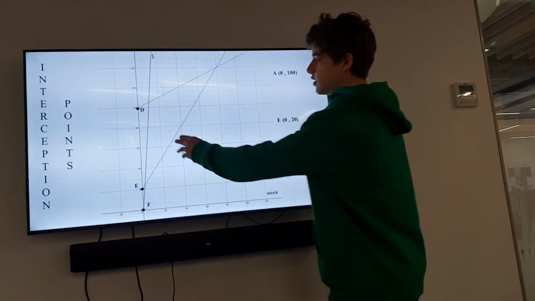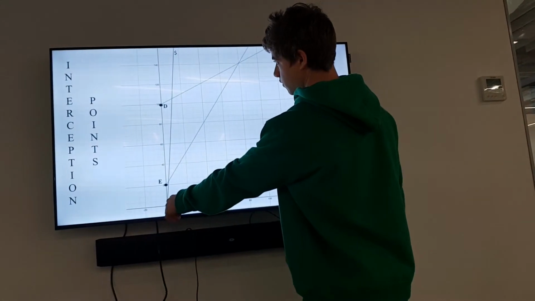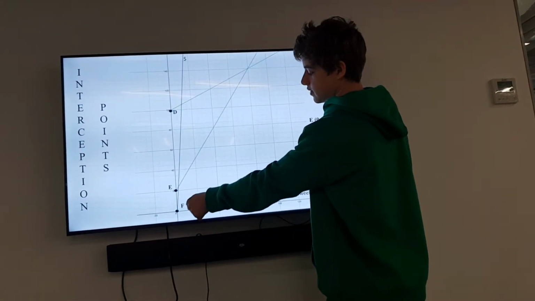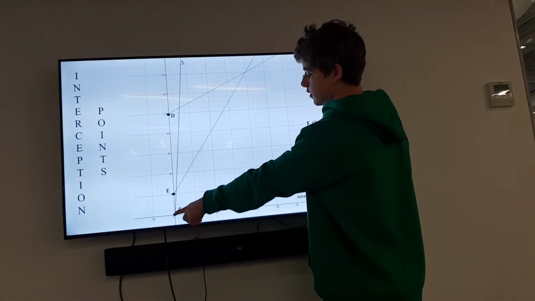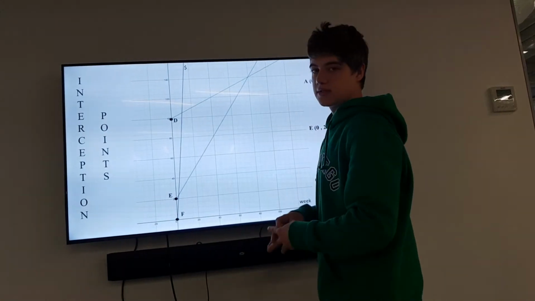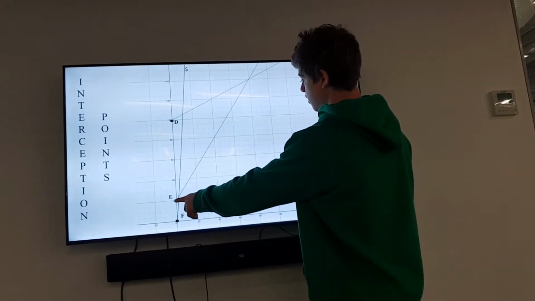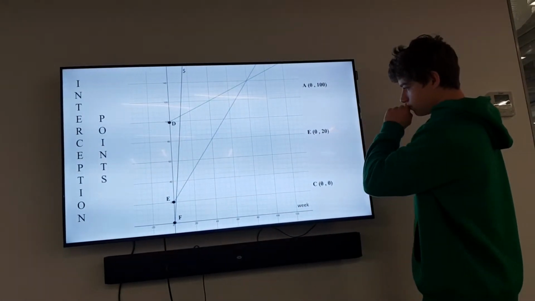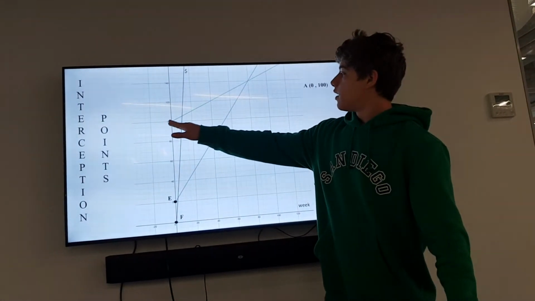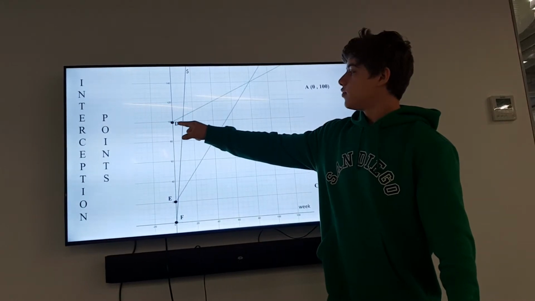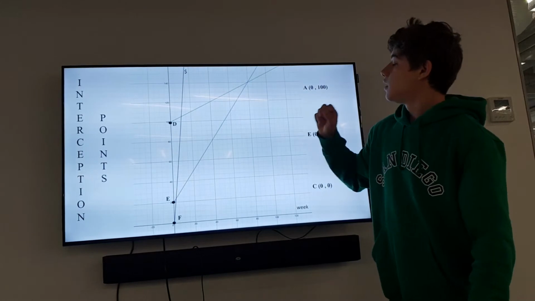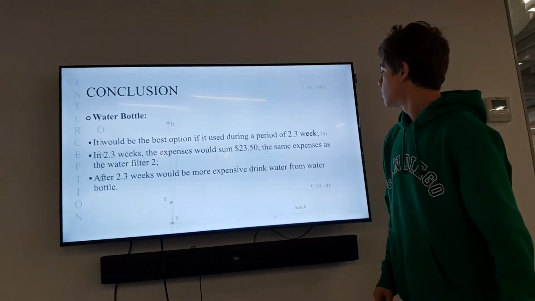Here I just put the intersections on the y-axis, which means the starting price. As I said before, this is the water bottle, and for the water bottle the starting price is 0. For E, which is represented by filter 2, the starting price is $20. And for the most expensive one, filter 1, represented by point D, it is $100.